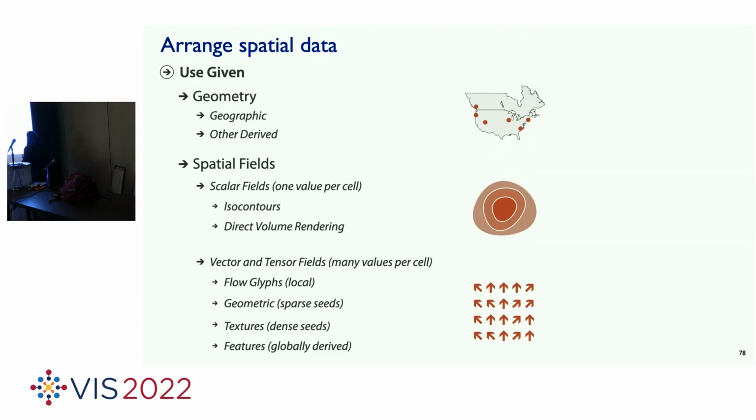So we've had just a quick tour, again, through arranging spatial data. We're using the spatial data that you're given, whether it's just the direct geometry of something like a cartographic border, or these spatial fields, whether you have one value per cell as in with the scalar fields, or many with the vector and tensor fields. This gives you some sense of the design space of what's possible.